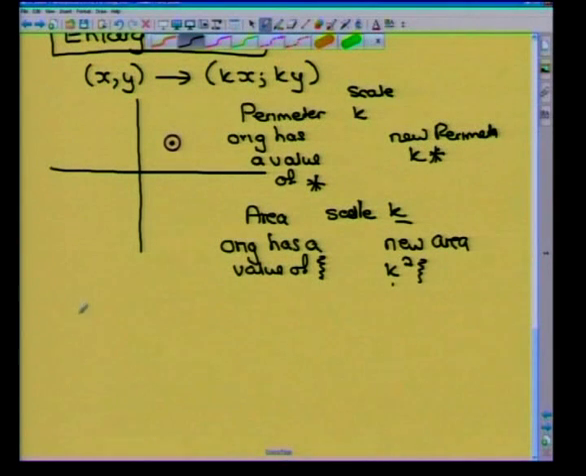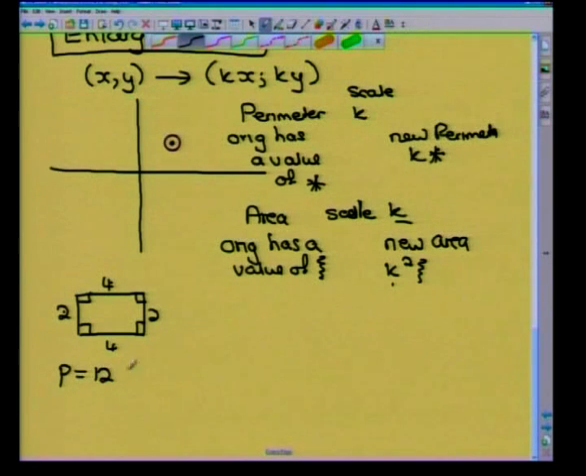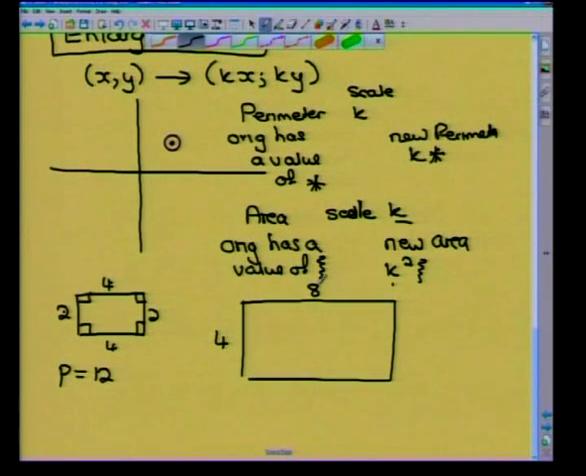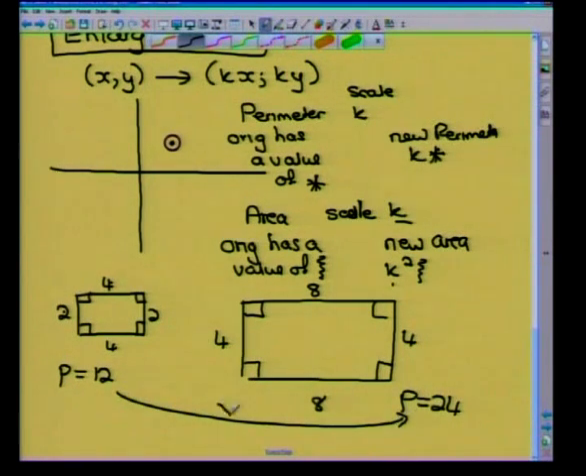Now let's make it more sense for you. Do you agree if I take a little rectangle like this and I say that's 4 and I say that's 2, and I say what is its perimeter? Well, it's a rectangle, so the perimeter would be 4 plus 2 plus 4 plus 2, so it would be 12. Now if I scale it upwards by a factor of 2, this is now 4 and this is now 8. So it's 4 and 8, 4 and 8, so it's going to be 24. Do you agree with me that the perimeter increased by a multiple of 2?